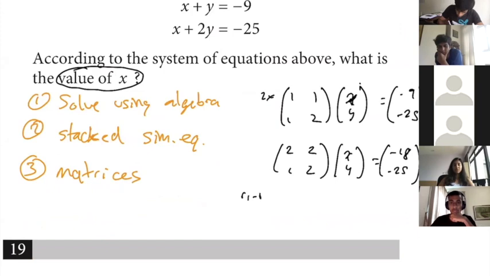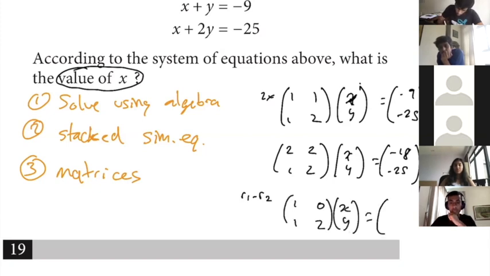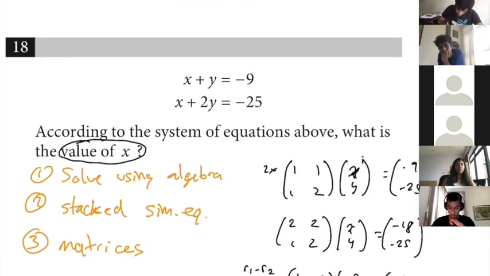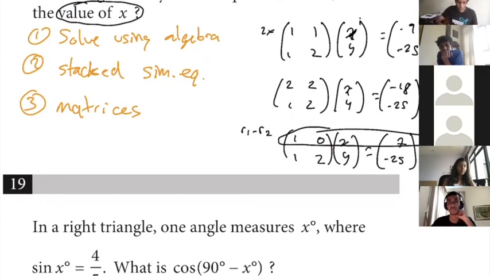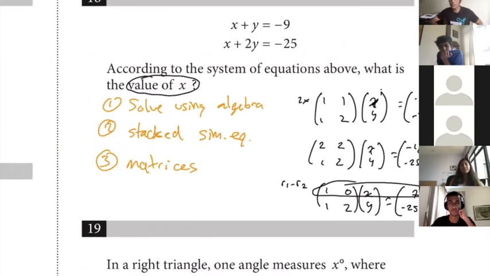And then you do row 1 minus row 2. So you get 1, 0, 1, 2, times x, y, equals, is it negative 7 or 7? Row 1 minus row 2, so that's positive 7. And this becomes negative 25. Okay, so for those of you that know matrices, we can read off the answer from here. If you don't know matrices, then you can learn it. So this is another method that you can use. I bring this up because I want you to really think about different ways of solving the question, not just the normal way.